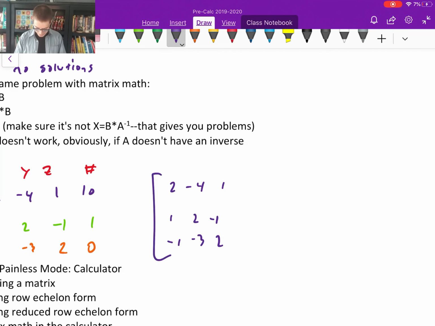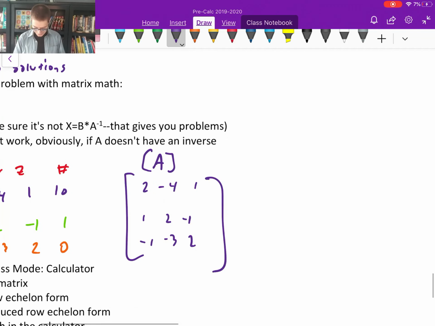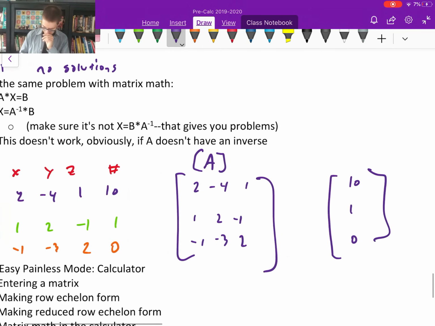So we often just use A. Oftentimes when you look at formulas, and at least the formulas you do in this lesson, most of the time when you see matrix A, they're talking about this section here. So that's one of them. And we're going to make another matrix with 10, 1, 0, the numbers on the end. We'll call this matrix B.